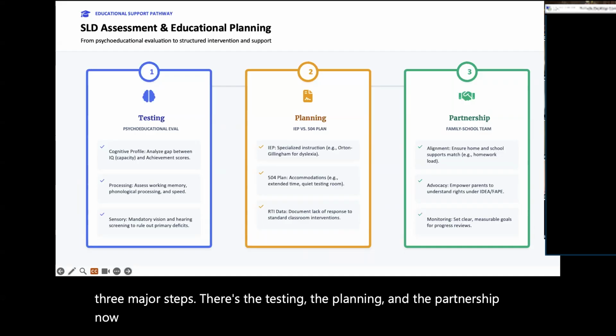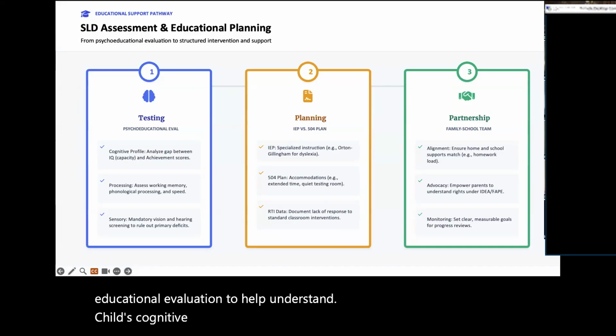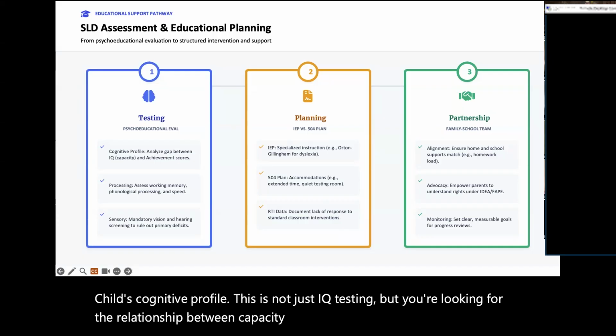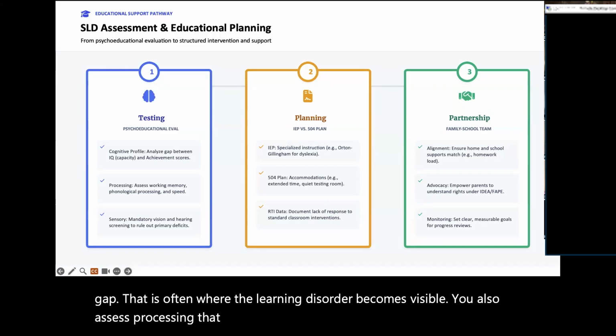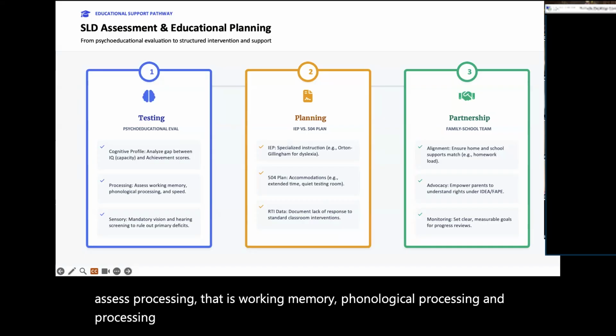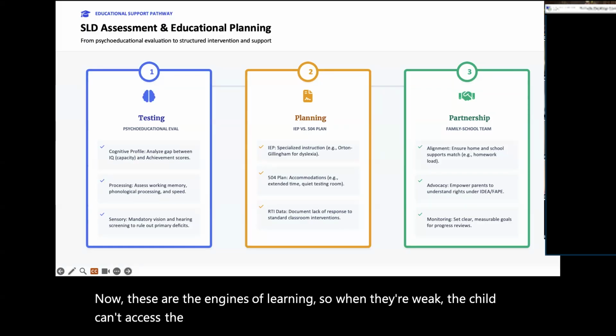Now, testing, this is a psychoed evaluation. So this is a comprehensive psychoeducational evaluation to help understand the child's cognitive profile. This is not just IQ testing, but you're looking for the relationship between capacity and actual achievement. So that's the gap that is often where the learning disorder becomes visible. You also assess processing, that is working memory, phonological processing, and processing speed. Now, these are the engines of learning. So when they're weak, the child can't access the curriculum even with the instruction.